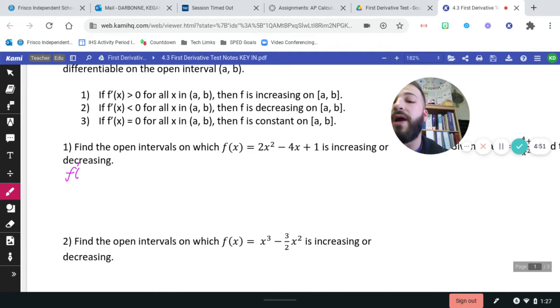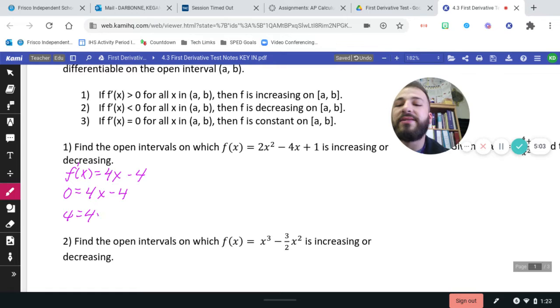So f prime of x is equal to 4x minus 4. Then I'm going to set my derivative equal to 0. So 0 is equal to 4x minus 4, which means 4 is equal to 4x, which means x is equal to 1. So I found my derivative, set my derivative equal to 0, solved for x. This is my critical number. X is equal to 1.